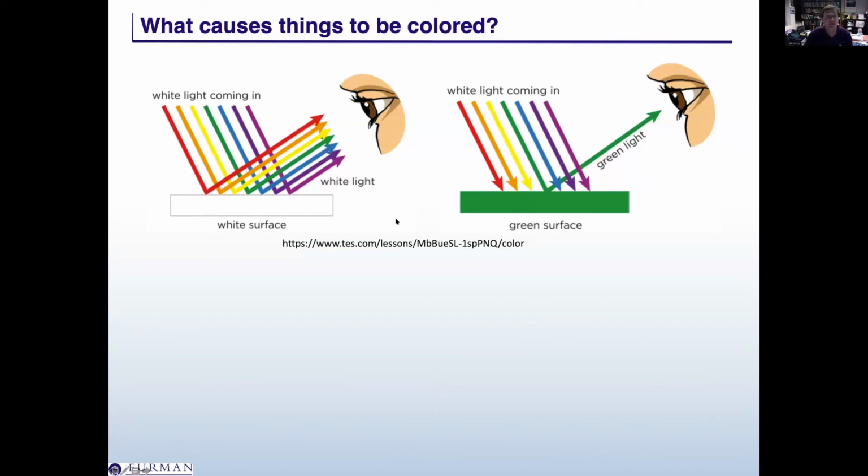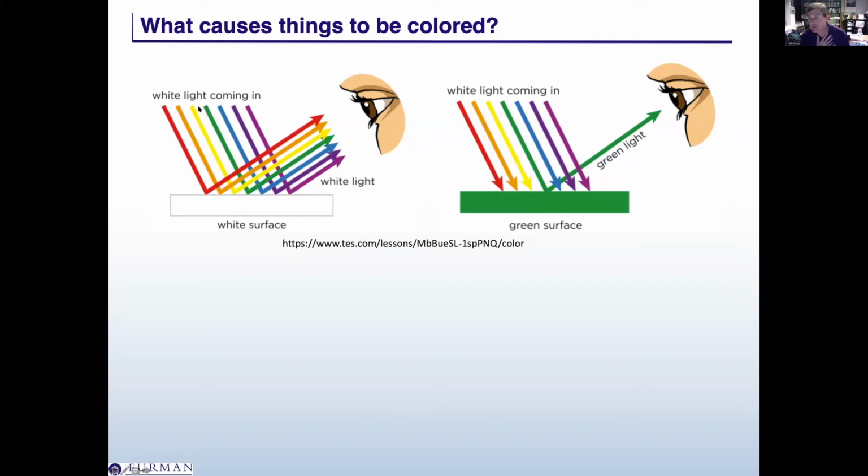So now, knowing a little bit about light, and that we have all these different colors of light, what causes things to be colored? So first of all, white light is the presence of all of those colors of the rainbow that we just talked about.